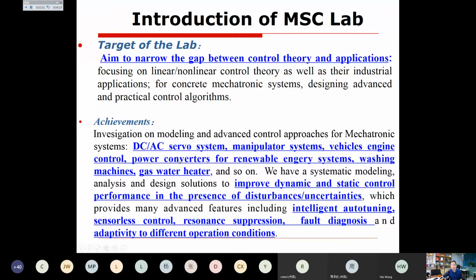So what we are talking about today is how to systematically model, make good analysis, and design an advanced controller to improve the dynamic and static control performance, especially in the presence of disturbance and uncertainties. Also, how to provide many advanced functions or features such as intelligent auto-tuning, sensorless control, resonance suppression, fault diagnosis, and some adaptivity to different operation conditions. So on one hand is to improve the performance.